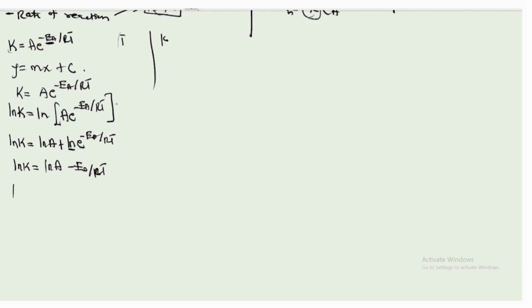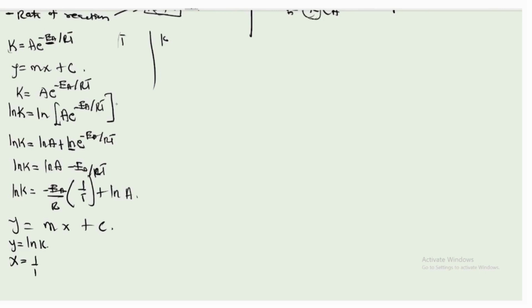So let's arrange it well. So we get ln k equals negative Ea over R multiplying 1 over T plus ln A. And then this is equal to our y equals mx plus c. So now our y here is our ln k, our x here is 1 over T, and our c here is ln A. So our c here is our intercept, m is our slope. So m is also equal to negative Ea over R, right?